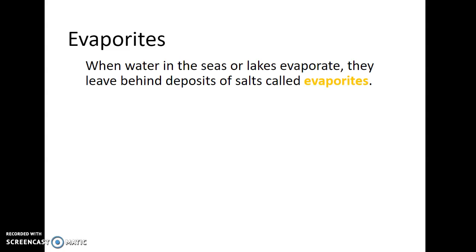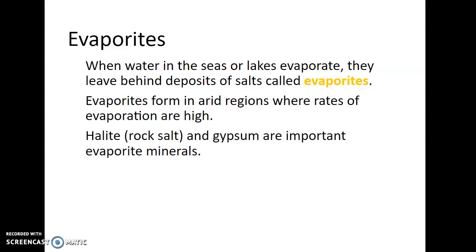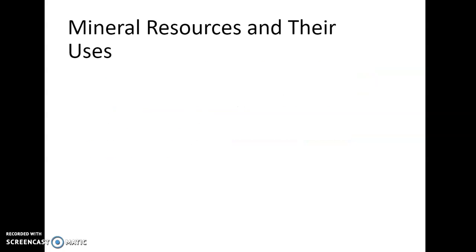Evaporites. When water in the seas or lakes evaporates, it leaves behind deposits of salts called evaporites. Evaporites form in arid regions where rates of evaporation are high. Halite, or rock salt, and gypsum are important evaporite minerals.